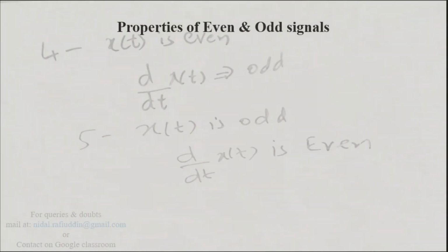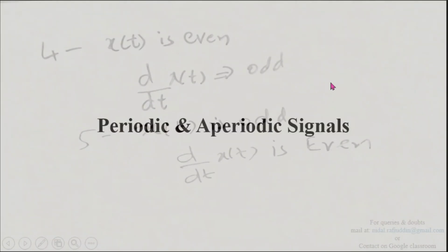So this is enough with the properties of even and odd, and the next topic is periodic and aperiodic signals. We'll be talking about this in the next lecture. If you have any questions related to this lecture or any lecture that had been taken in the past, you can ask me or post your questions or email me on the ID given below.